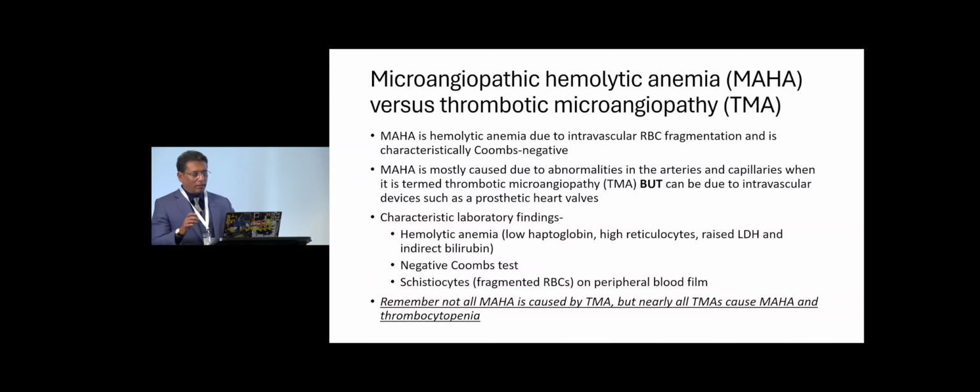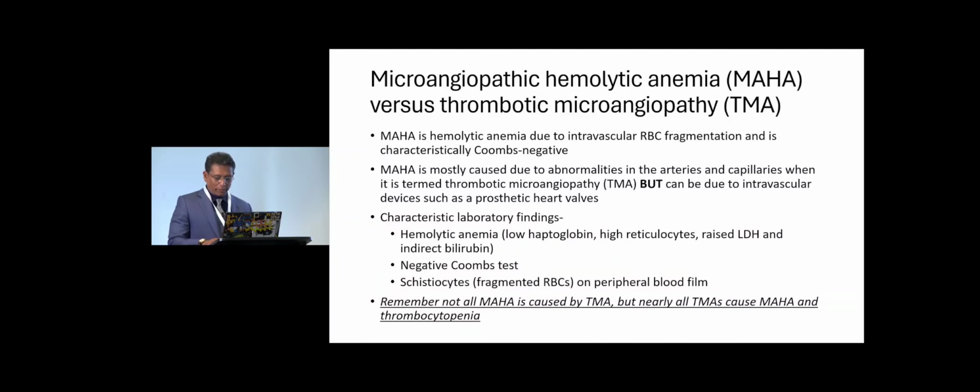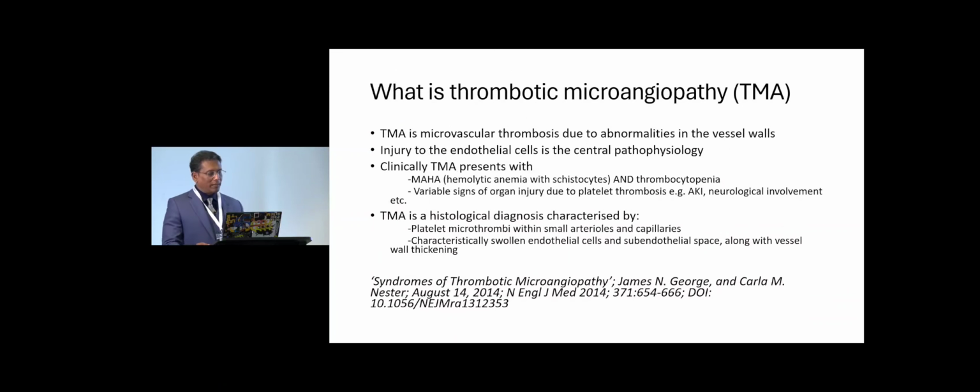I mean, there can be TMA restricted to the kidneys, but that's really very, very uncommon. So what's TMA? TMA is basically microvascular thrombosis due to abnormalities in the vessel wall. So MAHA could be TMA, or MAHA could also be due to things like prosthetic heart valves. And TMA is always microvascular thrombosis, which is due to abnormalities in the vessel wall. So injury to the endothelial cell is the pathophysiology. Clinically, as I said, they present with hemolytic anemia, schistocytes, Coombs negative, and thrombocytopenia, and variable organ injury. We'll see that in a minute.